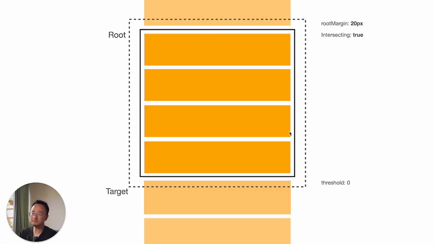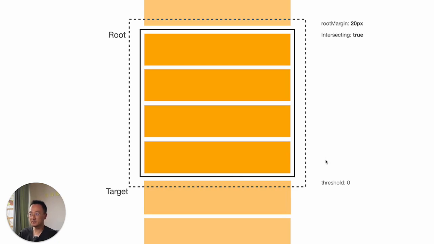The other one is the root margin. If you set that as a positive value, like 20 pixels, you can think of it as enlarging the intersecting area. So now the root is no longer this solid line, it's a dashed line here. If the threshold is 0 now, it's already triggered, even though it hasn't reached the actual border.